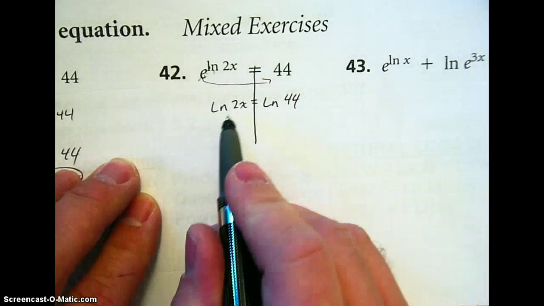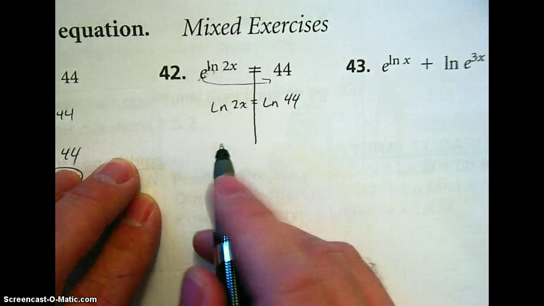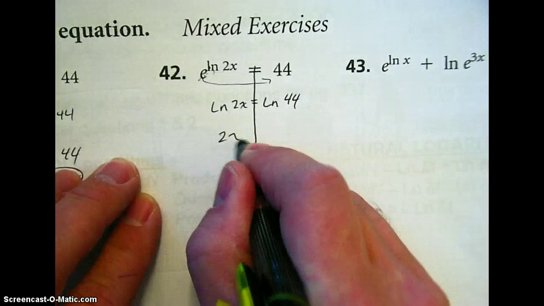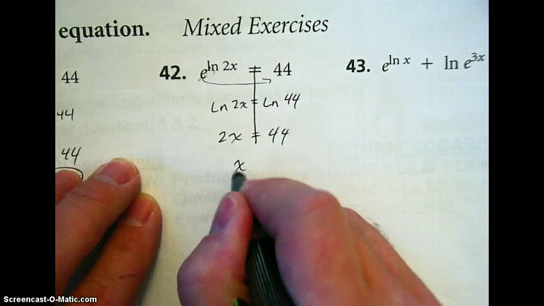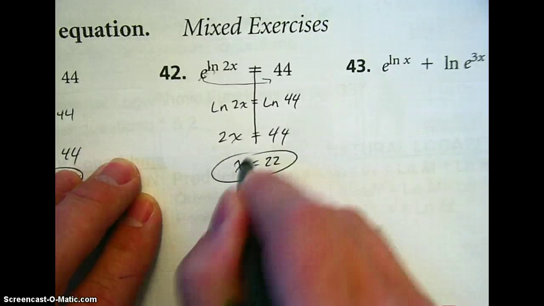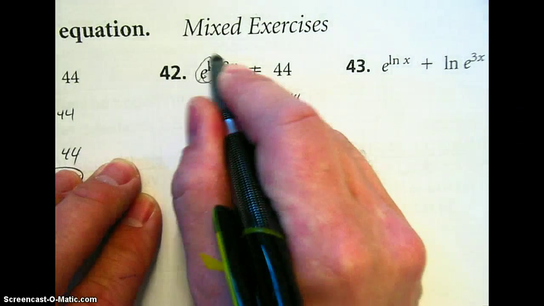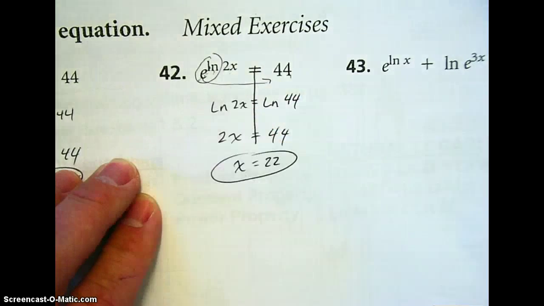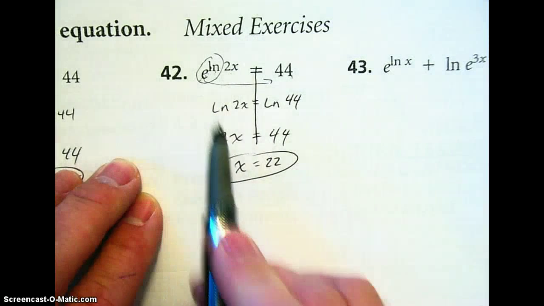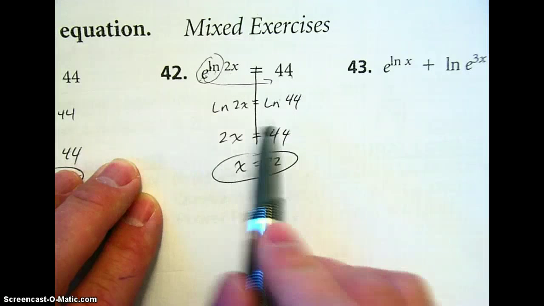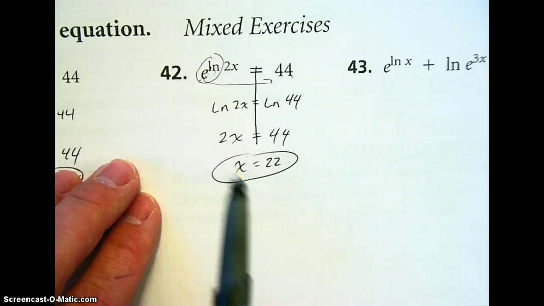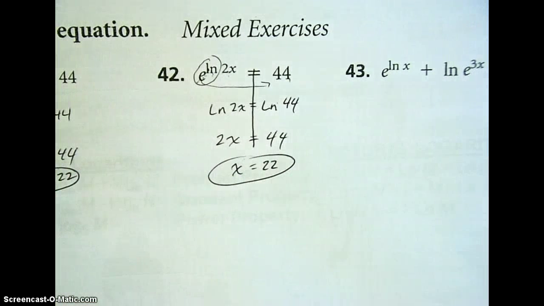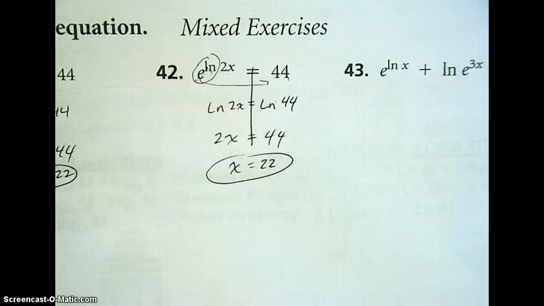Well, if the natural log of 44 has to equal the natural log of 2x, then really 2x has to equal what? 44. So x is 22. So really this part you can kind of ignore, and this becomes 2x equals 44. I know that seems weird. Mathematically this is why it works. Okay. Any questions there? Could we do more?